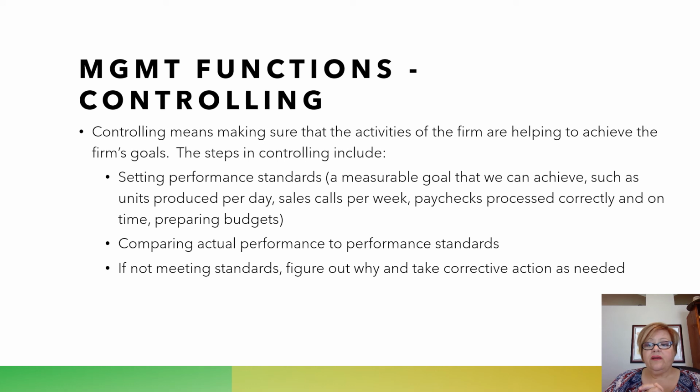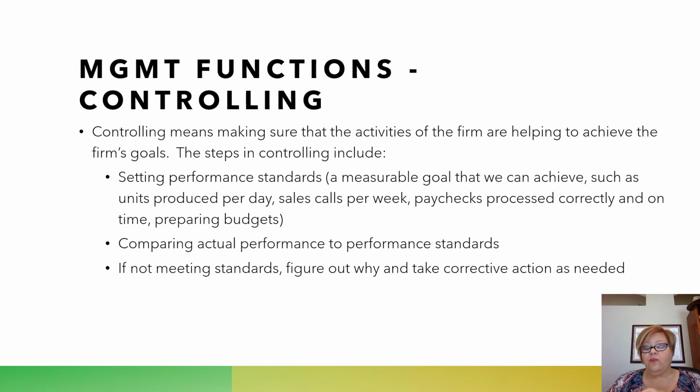All right, the fourth and last function of management is controlling. And controlling, we've got this plan, we've got these goals and a plan, and we've organized our resources to move us towards that plan. We've motivated our workers to move us forward in the plan. So now we need to see, are all of these things that we're doing helping us achieve the goals and the plan?